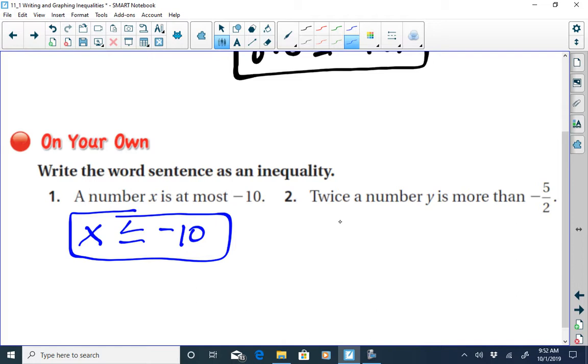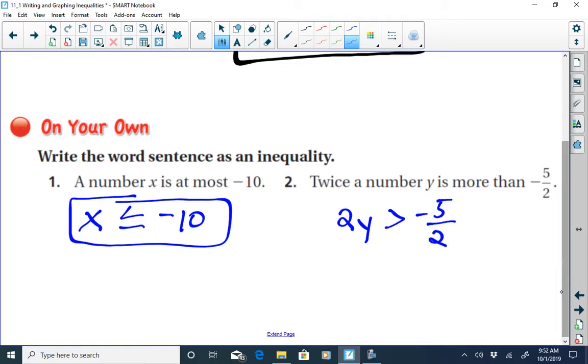Next example. Twice a number y, so 2 times a number y, is more than, so that's greater than, negative 5 over 2. So very simple. The key phrase there is more than. More than is associated with the greater than symbol.